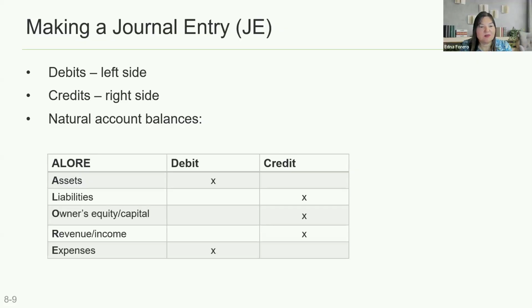So remember this acronym, ALOR: assets, liabilities, owner's equity and capital, revenue, and expenses. So again, remember that with journal entries, you're always going to have a two-sided, or a debit and credit side, and they must always equal. Okay, so debits would be an asset or an expense, and credits would be liabilities, the owner's capital, or revenue and income. So make sure that those match on both sides for you.